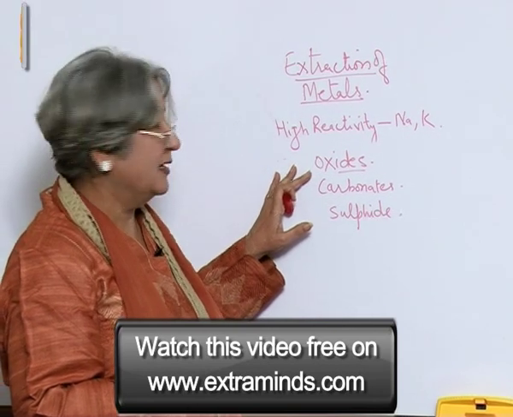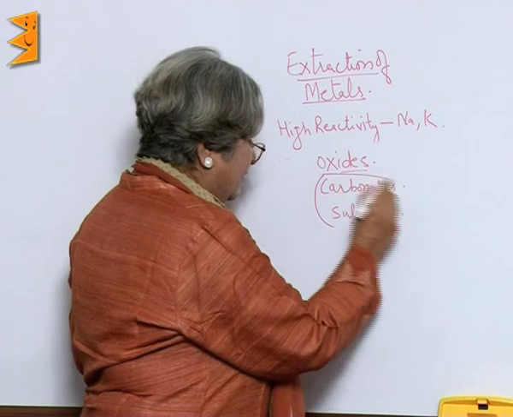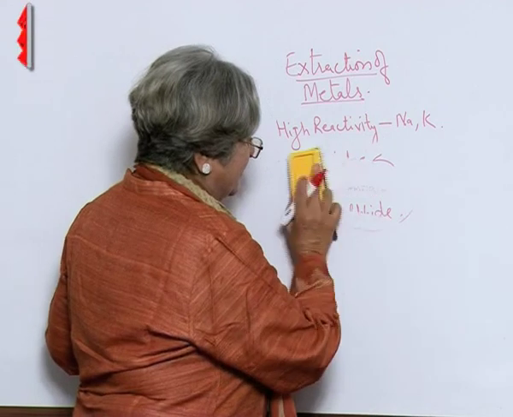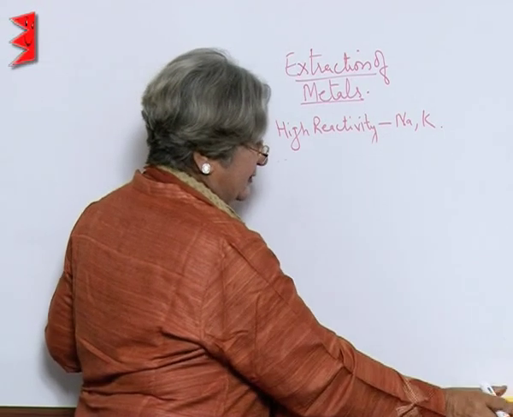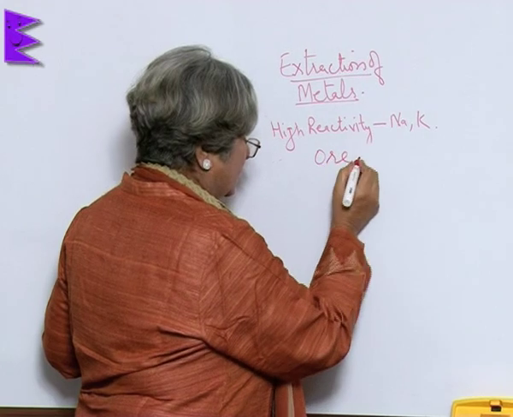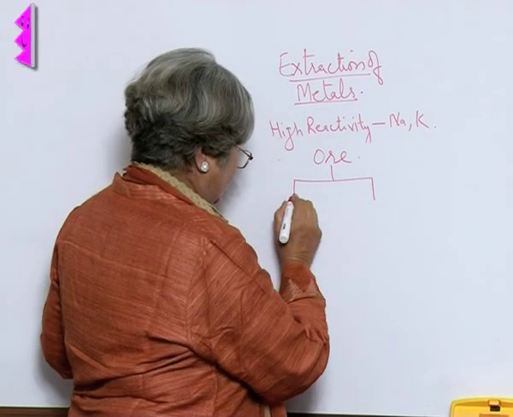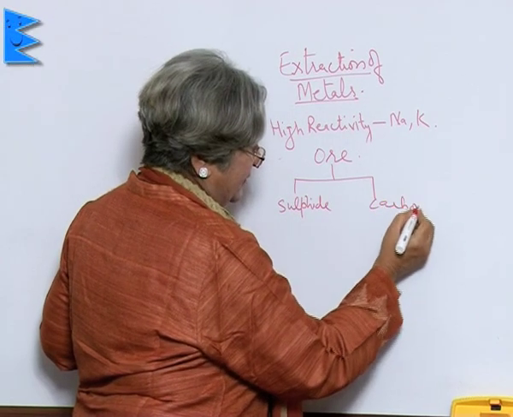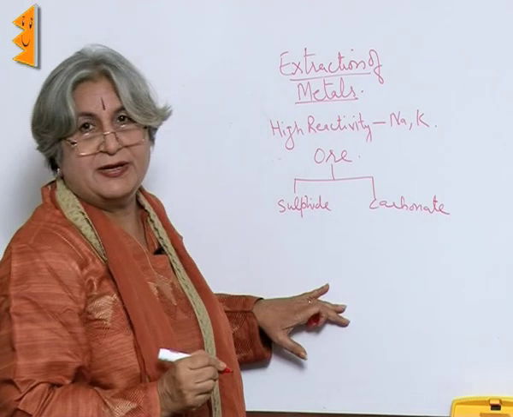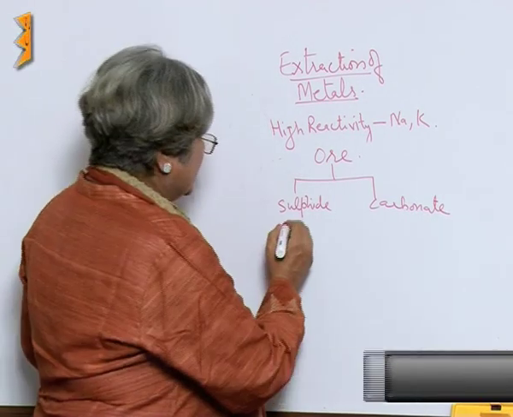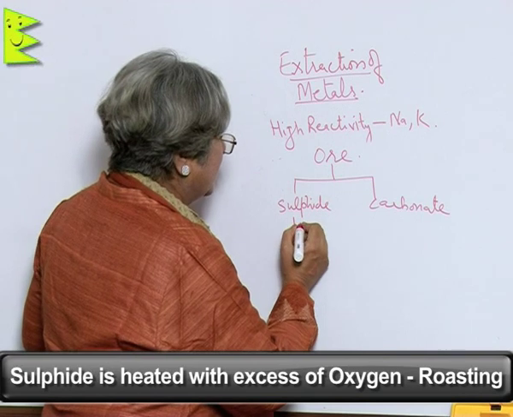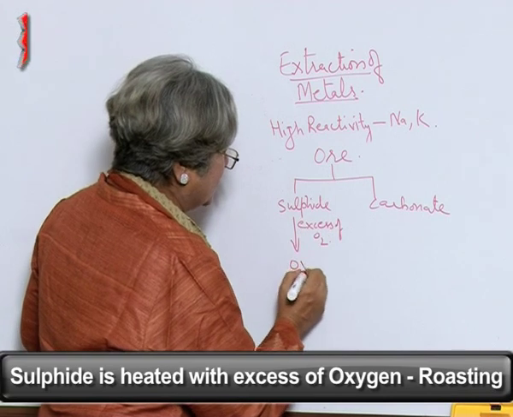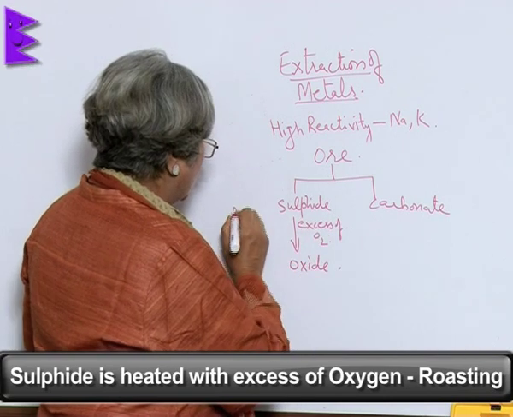So, what does that mean? That even in the case of carbonate and sulfide, they will have to be first converted to oxides. So, what is the method? There is this ore, sulfide or carbonate. To convert them into their respective oxides, what we do is sulfide is heated with excess of air, oxygen, and we get oxide. This method is called roasting.